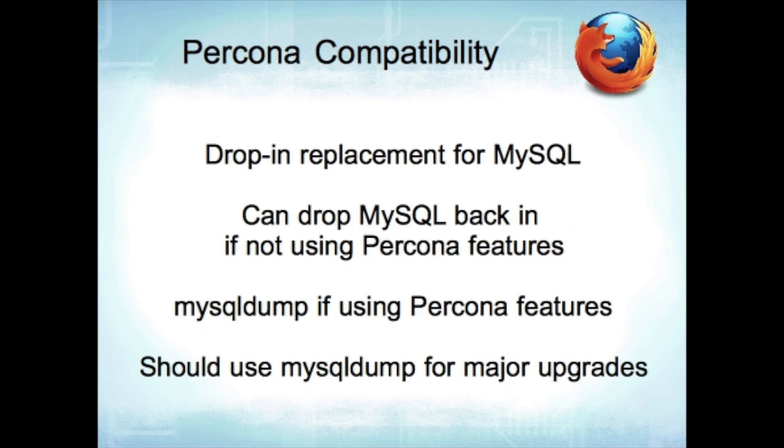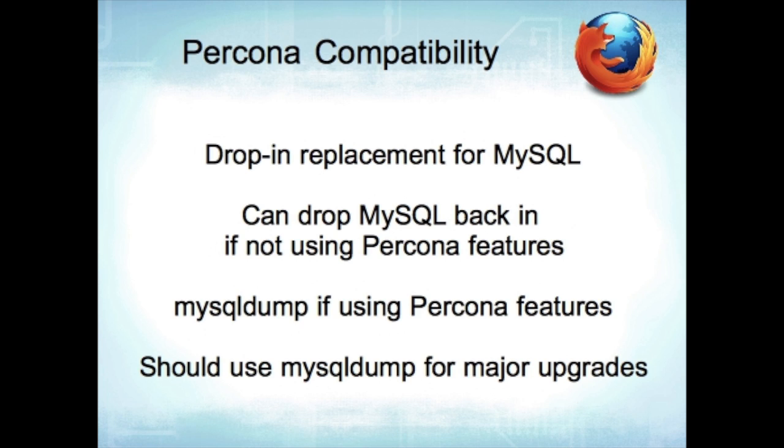Question? So you're saying, can you just do the drop-in replacement and run mysql_upgrade and it will upgrade the tables? Yeah, you can do that. But if you change stuff around in the configuration and then convert a table to XtraDB, for example, it won't be backwards compatible, not as a drop-in replacement. But you can still do mysqldump, because mysqldump does a logical backup with SQL statements. As of right now, Percona doesn't change any SQL statements, so you're fine.